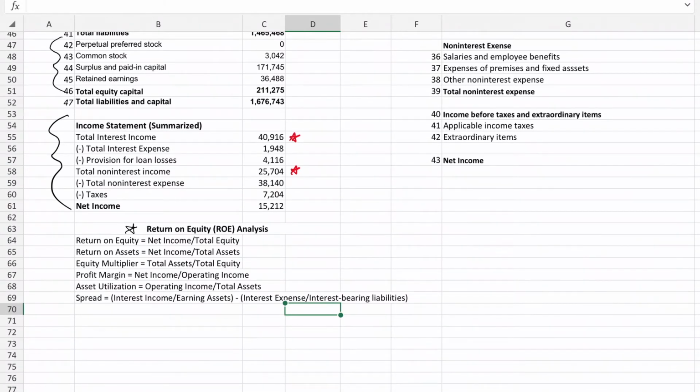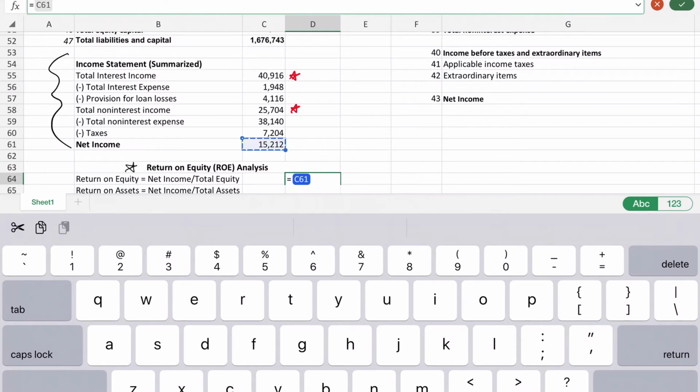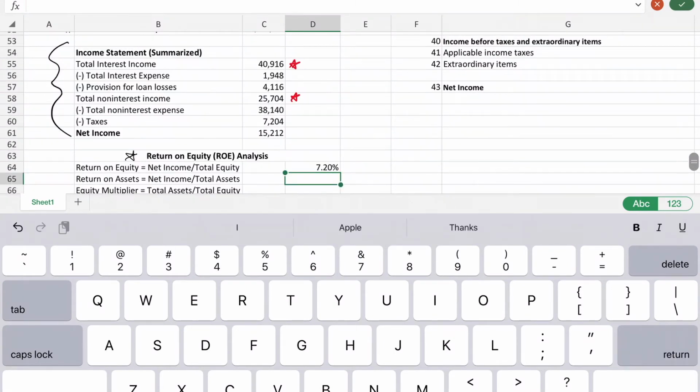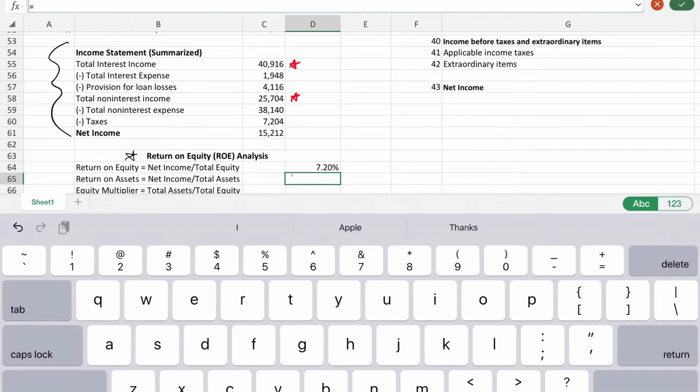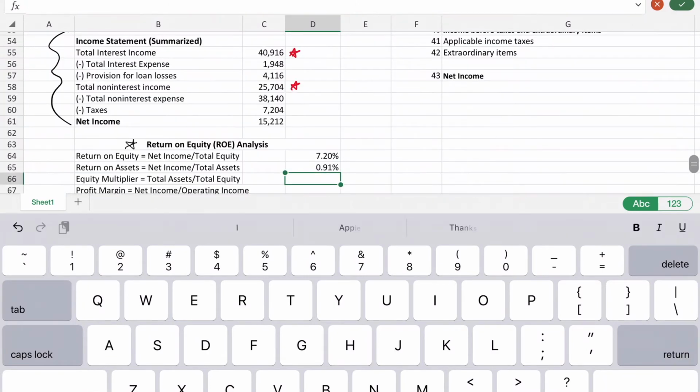The first thing that we'll do is calculate return on equity, which once again measures the profitability of the company on their equity base. Return on equity is equal to net income divided by total equity. So I'm going to take net income and divide it by their total equity, and I get a return on equity of 7.20%. Next ratio that I want to look at is ROA. ROA is equal to net income divided by your total assets, and I get a return on assets of 0.91%.